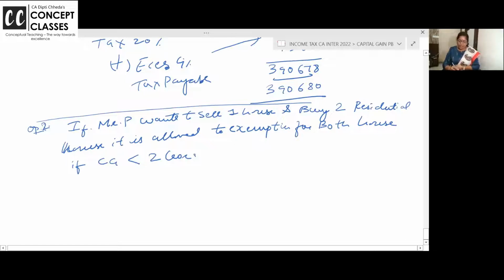Some of you may not have followed. Can you please write it as a note and then I will explain. If Mr. P wants to sell one house and buy two houses, and I told you why this has come up. I have sold one huge house, 4-bedroom hall kitchen, for 2 crore, and I purchased single bedroom flats for my two sons, for 80 lakhs. So can I claim exemption? Sell one house, buy one house. Dipti ma'am taught that. No. You can sell one house, you can buy two houses. It's allowed. Clear to all of you? Yeah. And where this provision is, I will read for all of you and check with me.